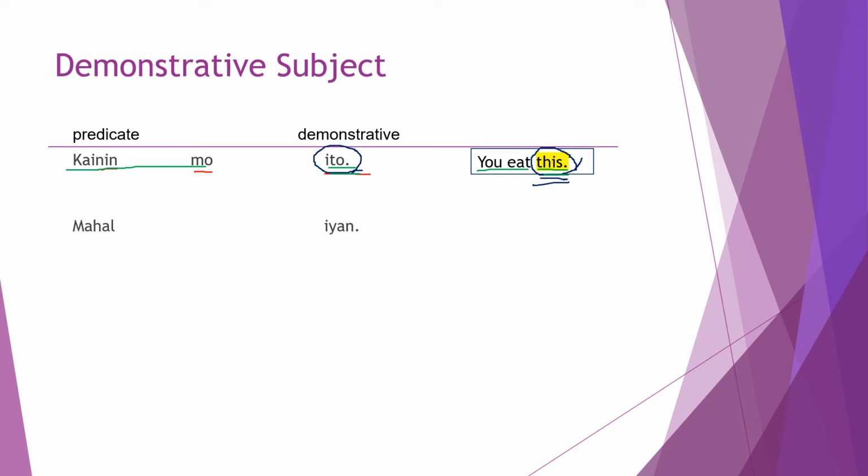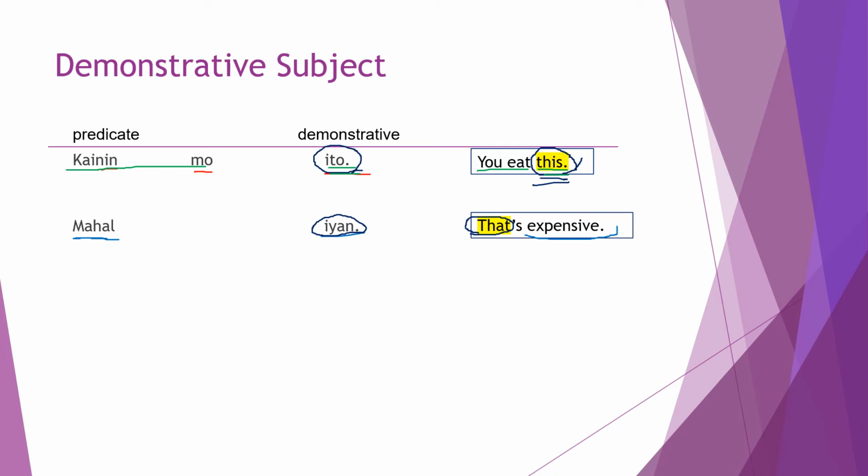The next example is mahal iyan. Mahal iyan. This time, we are using the word iyan, and that means that. Okay? The predicate that is being used in here is mahal, and that's an adjective. Mahal means expensive in this sentence.